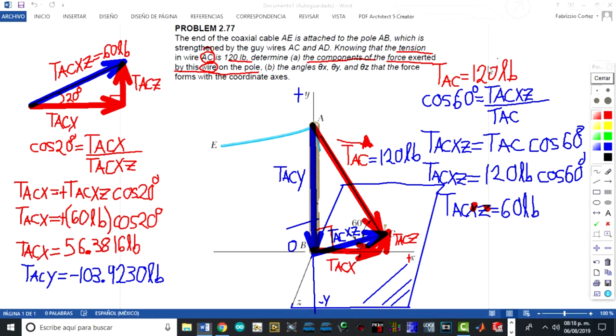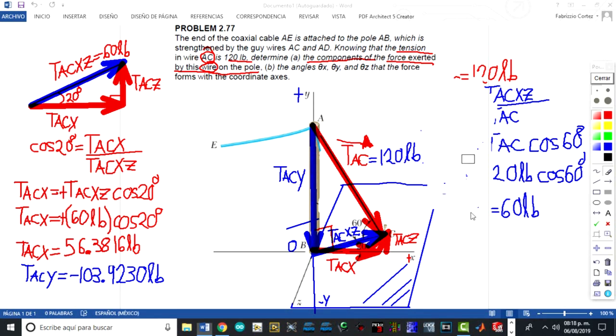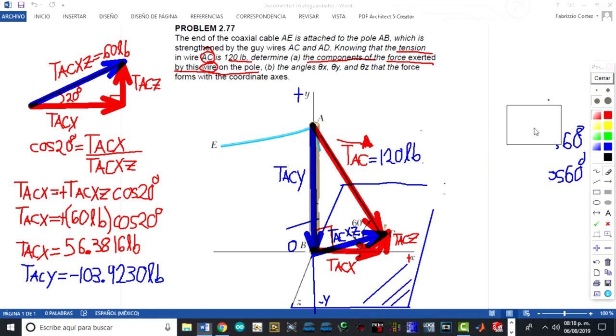So I'm going to erase this part. We applied cosine of 20 degrees. We can say now sine of that angle. I'm going to erase this part. Also this part. We already know that the magnitude of that force is 120 pounds. I'm going to write it in blue.